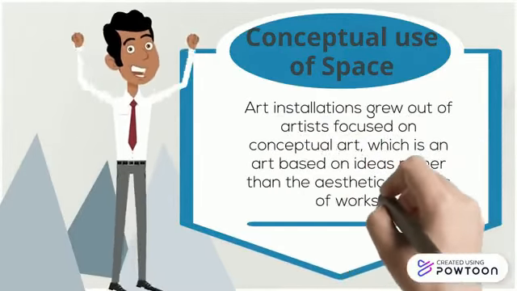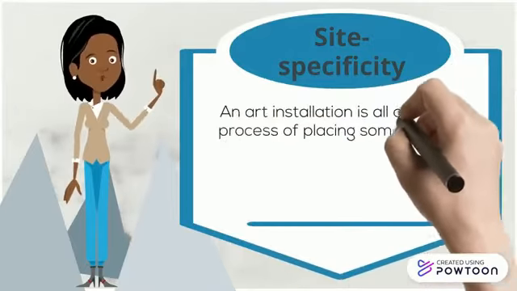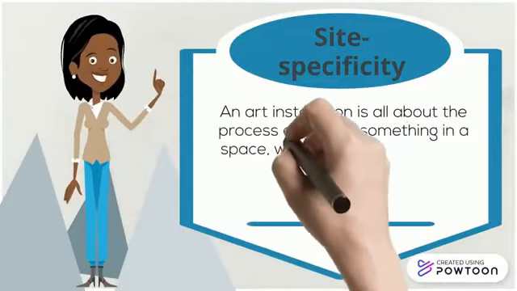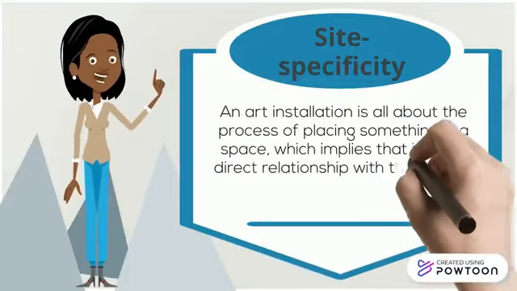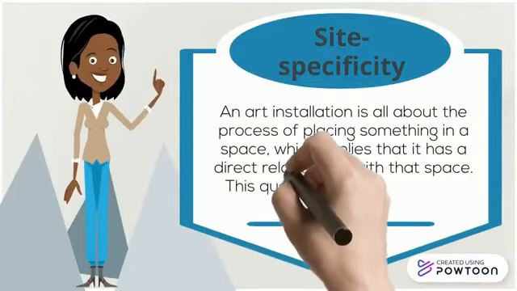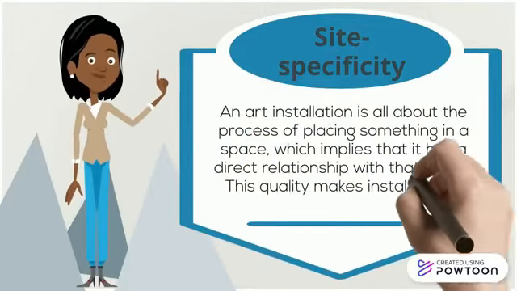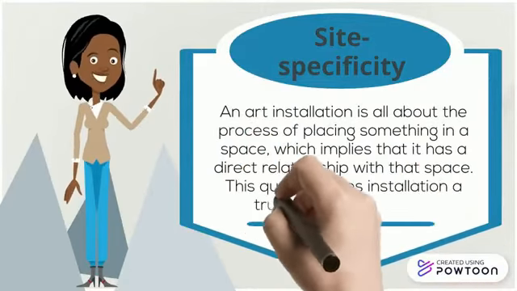Site specificity. An art installation is all about the process of placing something in a space, which implies that it has a direct relationship with that space. This quality makes installation a truly unique form of art.